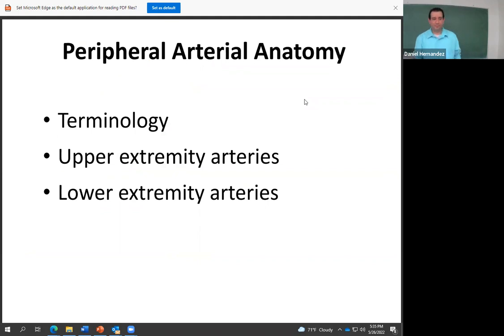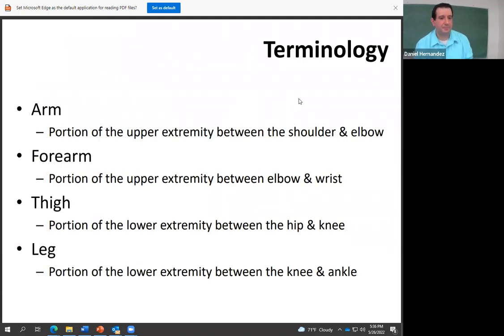All right. That is the abdominal vasculature. Now we're going to talk a little bit about some of the peripheral vasculature, upper extremities and lower extremities. Just some general terminology. Arm typically refers to the upper extremity from the shoulder to the elbow, forearm, elbow to wrist, thigh, pretty explanatory, from hip to knee. Sometimes when they say leg, that can just refer to between the knee and the ankle.